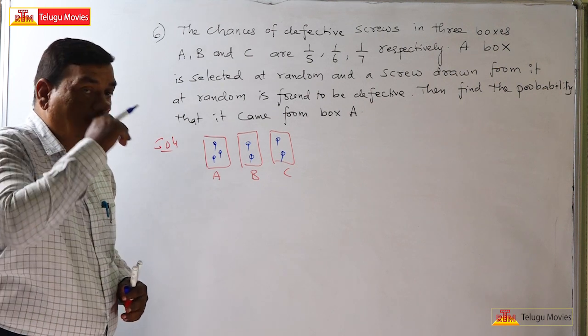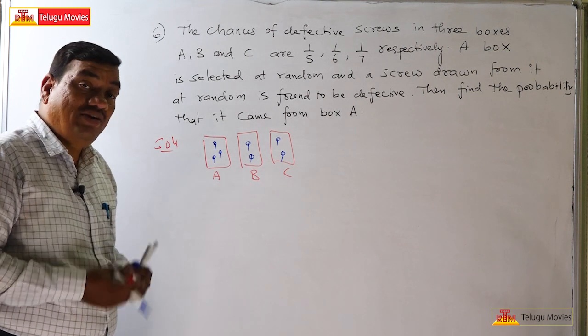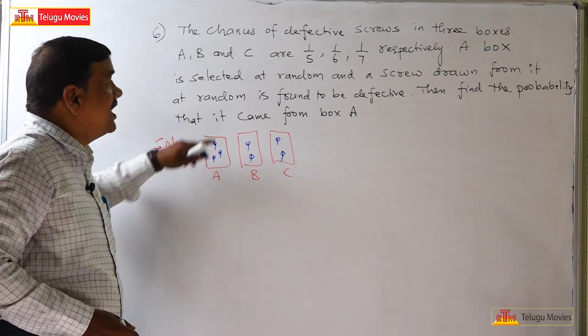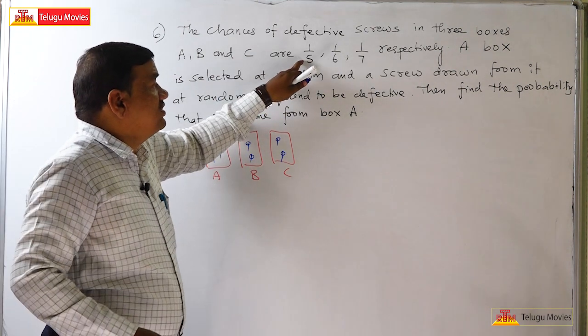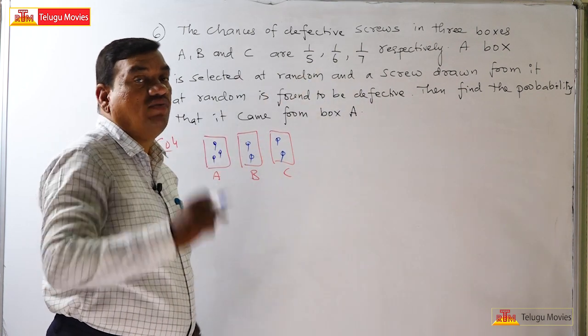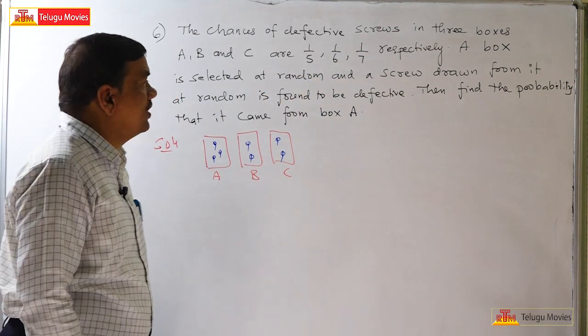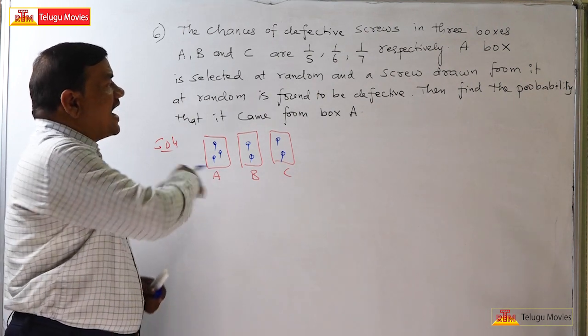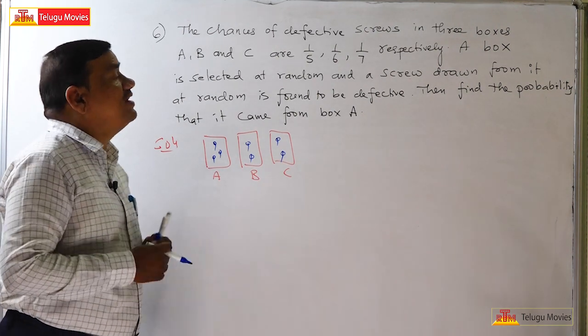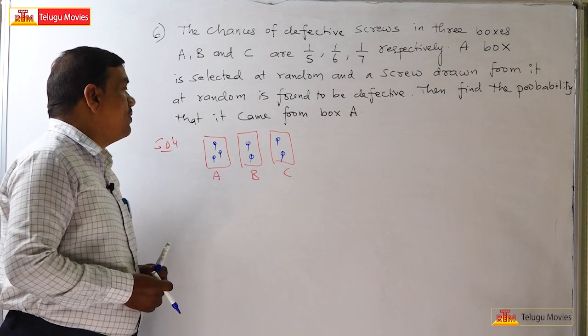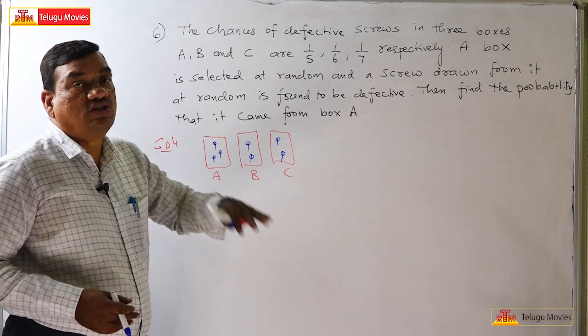What is the probability that the screws are defective from selecting box A is 1 by 5, box B is 1 by 6, box C is 1 by 7 probability. That means if you select 5 screws, then 1 will be the defective one. A box is selected at random and a screw drawn from it at random is found to be defective. Then find the probability that it came from box A.